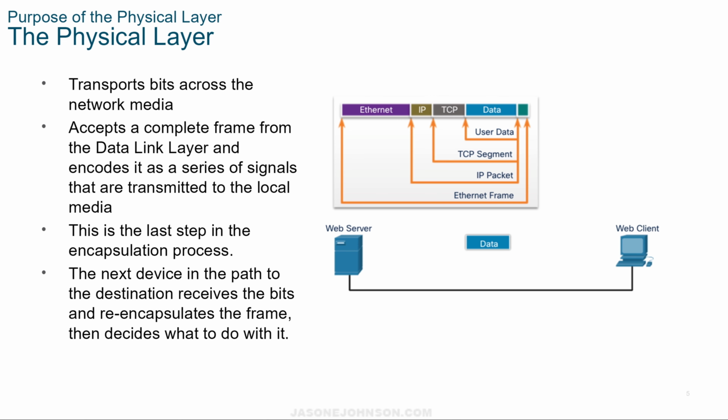When we look at the physical layer, it transports bits across the network medium. It accepts a complete frame from the data link layer, and we're talking about the OSI. It encodes it as a series of signals that are transmitted to the local media. And this is the last step in the encapsulation process. And then the next device in the path on the destination, it receives the bits, and then it re-encapsulates the frame and decides what to do with it once it starts reading the information.